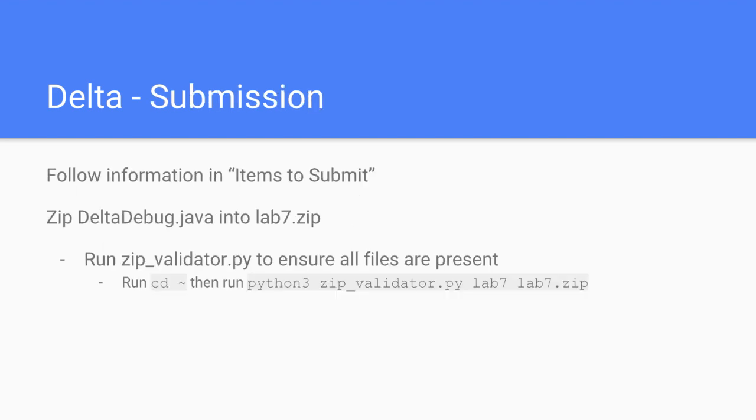So for this submission, you'll want to follow the information in the items to submit section. The only file you'll be turning in is your delta debug Java file. No other files. Make sure you're turning in the Java file, not the compiled version. You'll need to zip this into lab7.zip. And the best thing that you can do is to run the zip validator Python file that's provided. And the command is here and also in your lab document for you to copy over to your VM. And this should tell you if you've zipped everything up correctly or not.